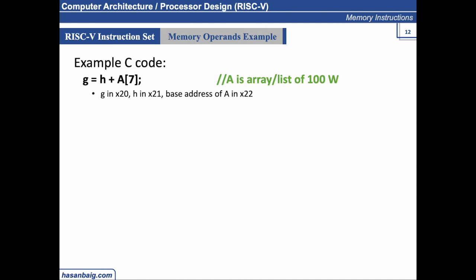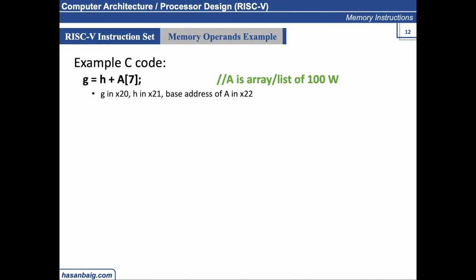We have to perform addition. We have to store the value in x20, which corresponds to G. What will be the first instruction that we need? Loading? Yes, so load the data from memory because we have to read the value. And A7 clearly corresponds to some array that must be stored in main memory.